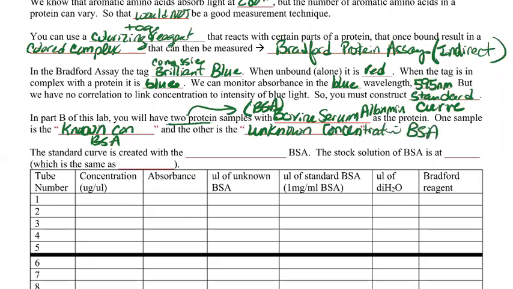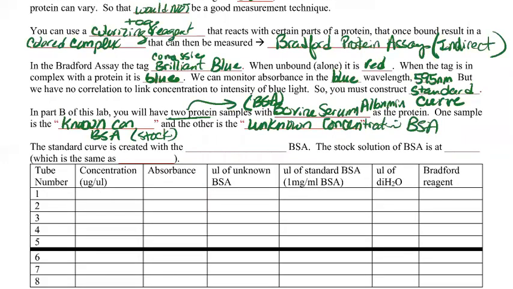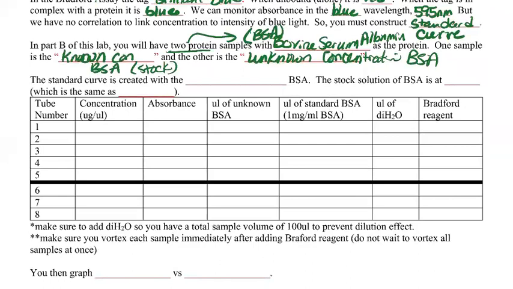Okay, so the stock is what we know. You could call this the stock, right? And so what we do is we create the standard curve with the known, or the stock, BSA. The stock solution that I'm going to give you in lab is at 1 milligram per milliliter, right? Now, real quick, let's think about units. 1 milligram per milliliter.